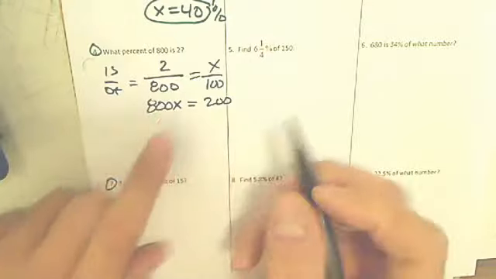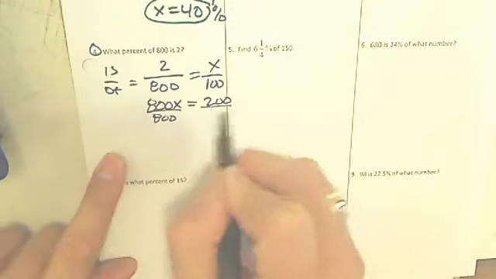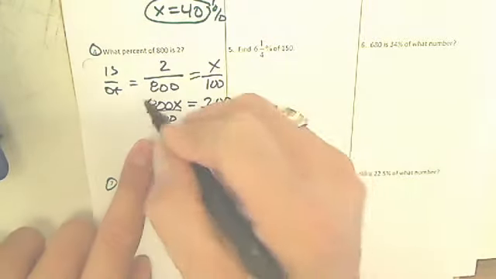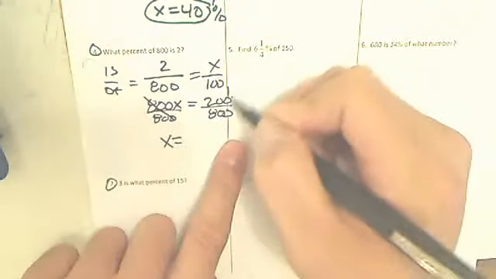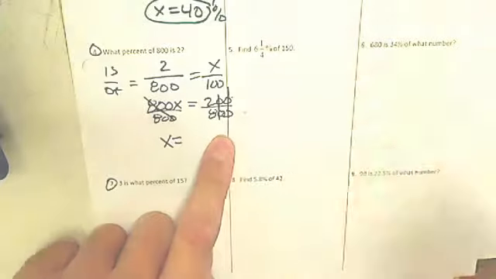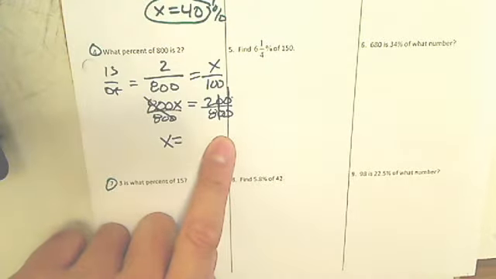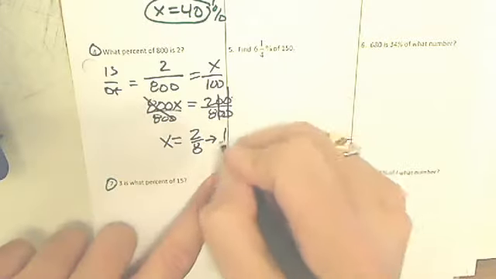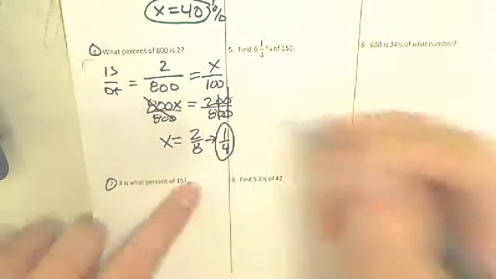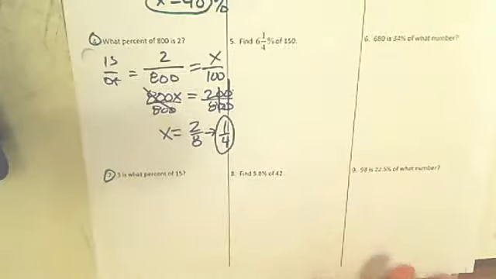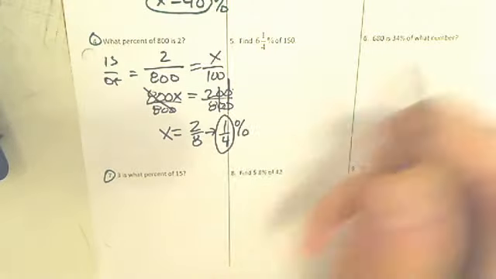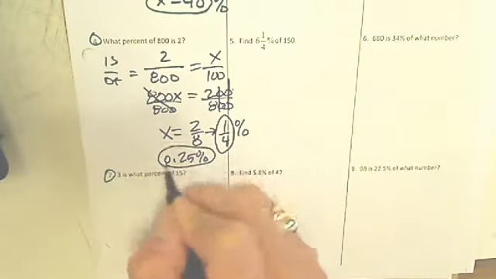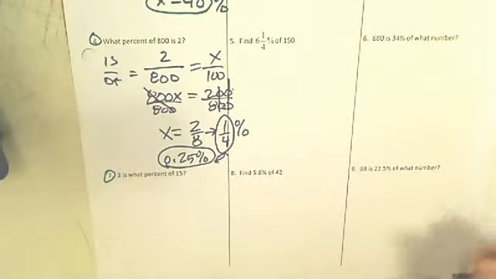Now, to get x by itself, you have to divide by 800. The answer is not 4. It's impossible. This cancels out. Take off a 0. Take off a 0. That's 2 over 8. That's 2 eighths. 2 eighths is reduced down to 1/4. 1/4 is also, this is 1/4% or 0.25%. These are the same. You have to reduce all fractions.